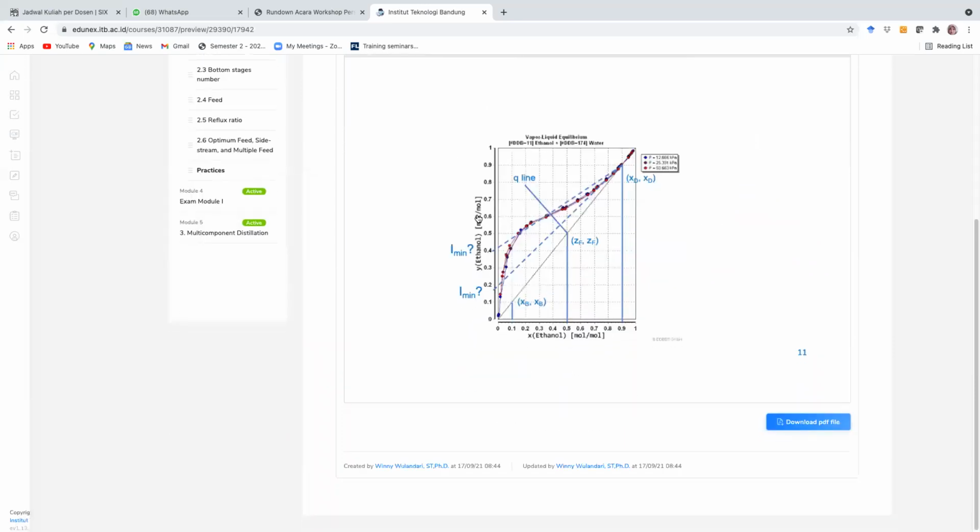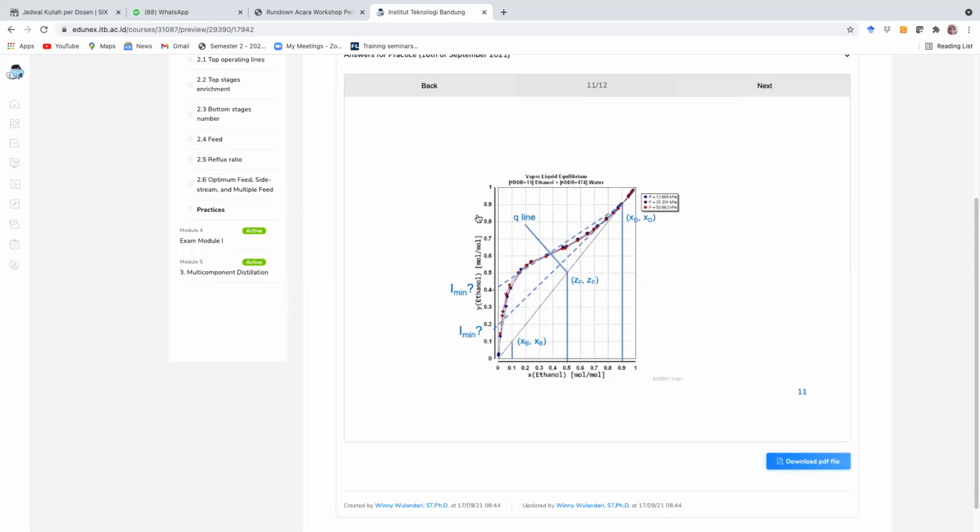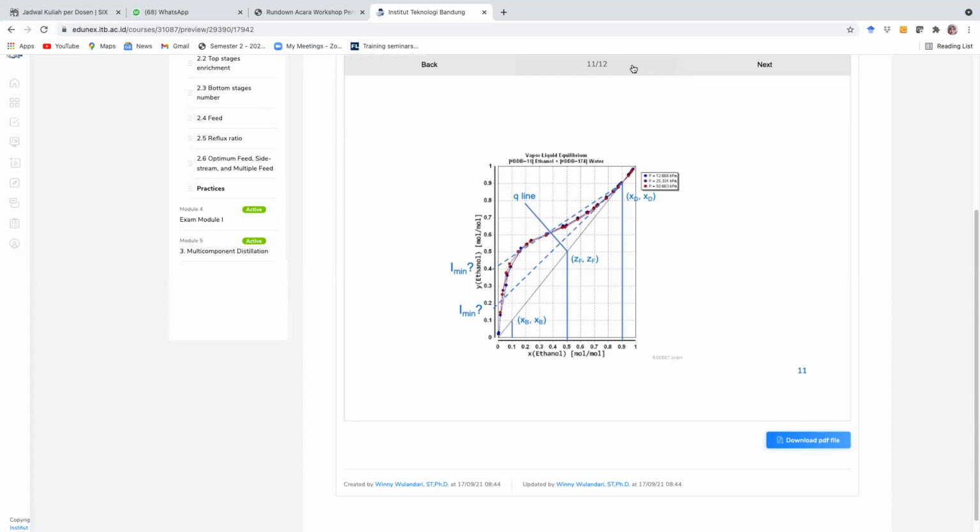And one more here at the bottom is how to get, if we have this type of graph, how to get the Rm, yeah, or the minimum intercept, yeah. It's not this one, or yeah, this is just two explanations.